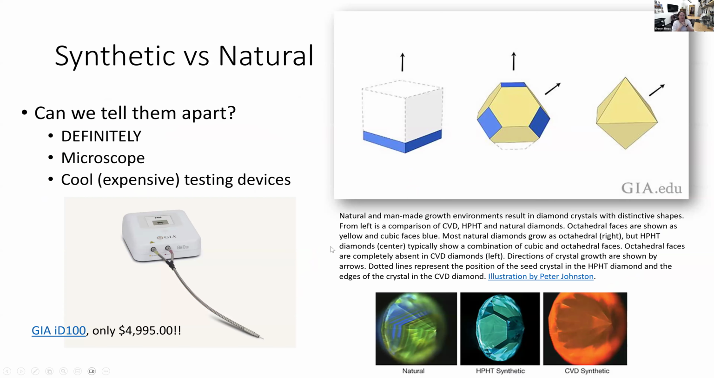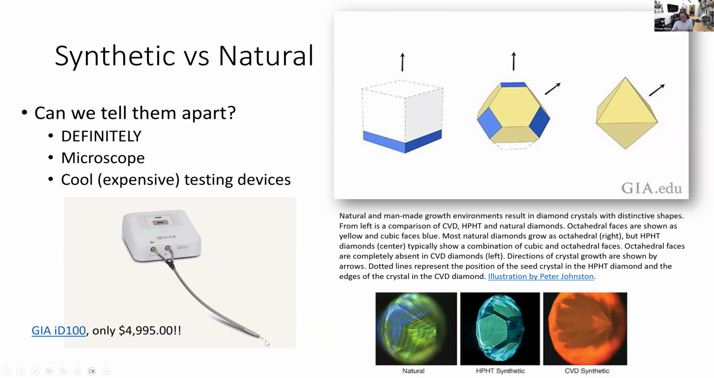Can we tell synthetics from naturals? Absolutely, not even a problem. We've got that figured out. Now, caveat, we can't do it just by looking at them, okay? You cannot tell just by looking at them. You generally are going to need a microscope that has UV light, or you need to have a cool, expensive testing device. This particular expensive testing device is so awesome. I got to play with one once. It was so fun. It's only $5,000 and we don't have one.